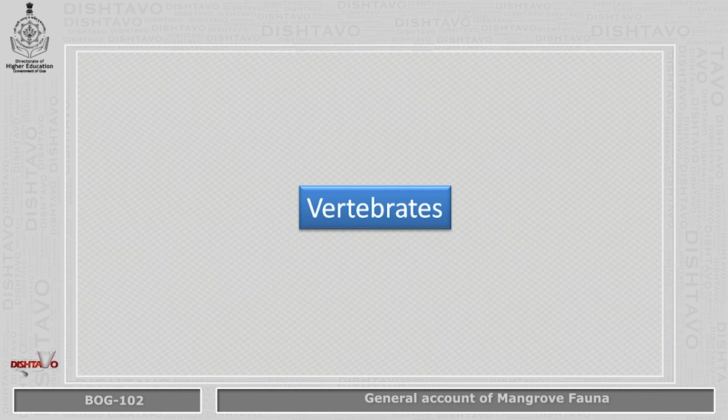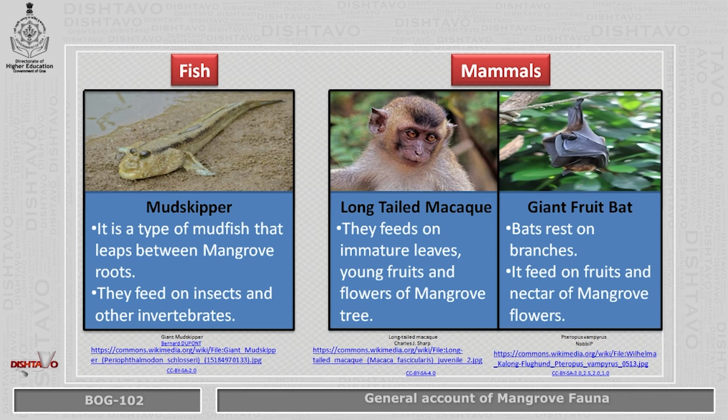Now let us learn about the vertebrates found in the mangrove forest. The first is the fish, mud skipper. It is the most interesting and unusual fish in the mangrove forest.